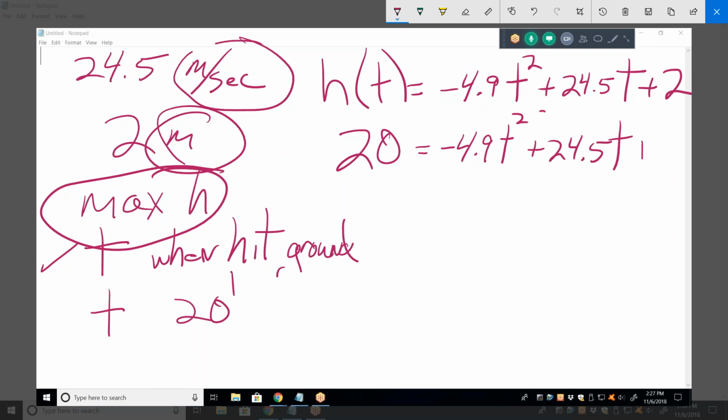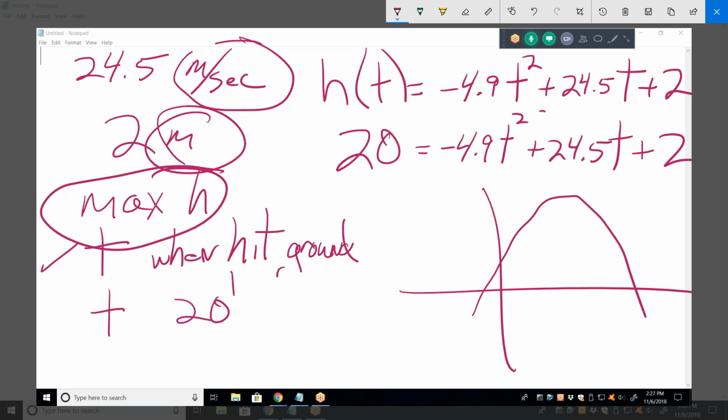As long as you know how to solve quadratics, you can solve that. And again, you're going to get two answers, most likely. Yeah, you will get two answers, because notice, when you throw the ball up, there's two places. It's at 20 feet right there, and it's also at 20 feet there. So you're actually going to get two answers, one there and one there, when you solve that quadratic.